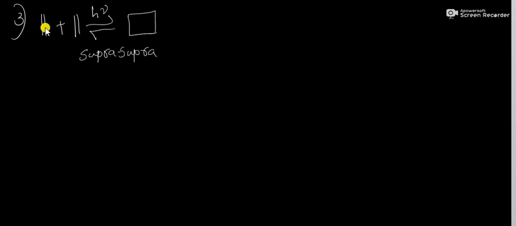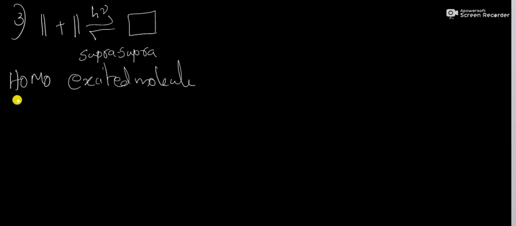The next case is the 2 plus 2 cycloaddition reaction in the presence of light undergoing supra-supra addition. In the case of excited reactions, the HOMO of the excited molecule and the LUMO of the unexcited molecule determine the feasibility of a reaction. So here we have to consider the HOMO of the excited molecule in the presence of light.